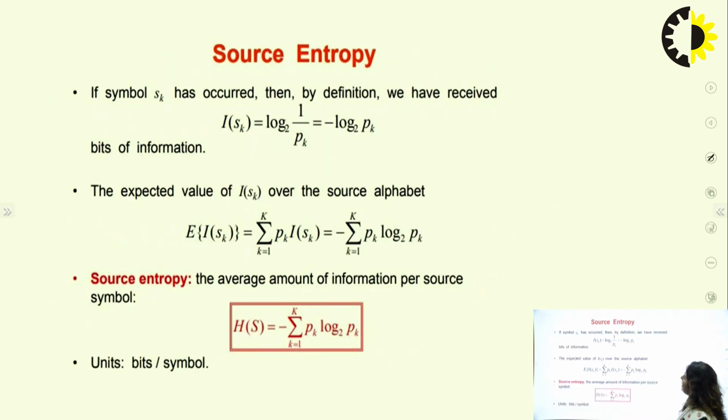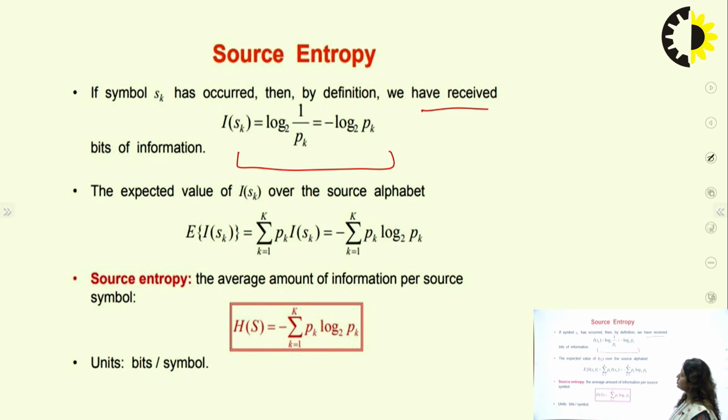So now we will define here source entropy. Entropy is another term related to information, which is also called mutual information or the average information. So average information per message is called entropy. If symbol Sk has occurred, then by definition we have received information which is log2(1/Pk), or minus log2 Pk, bits of information.